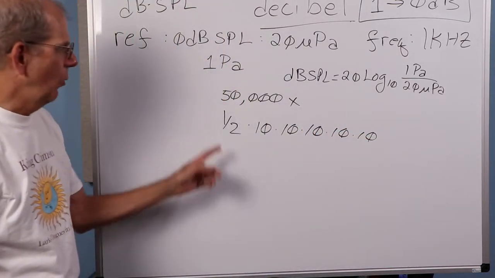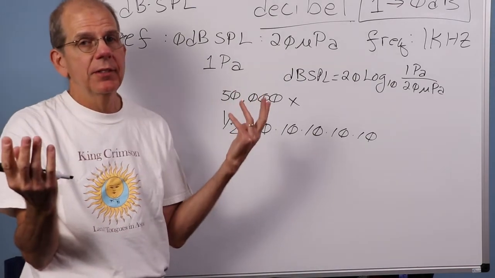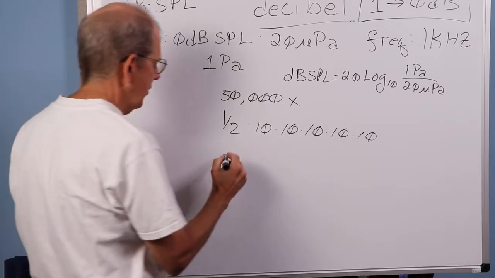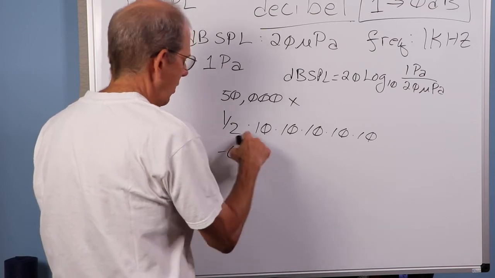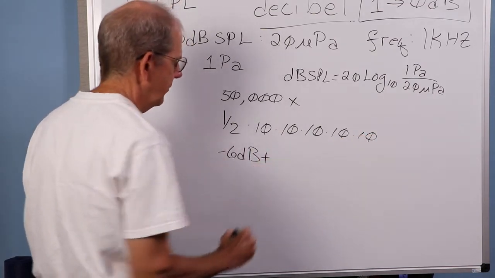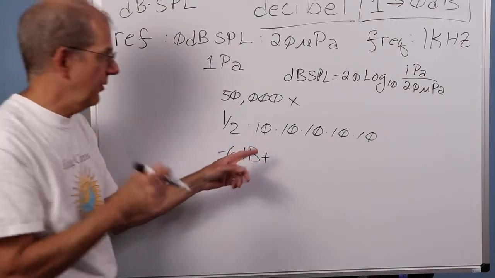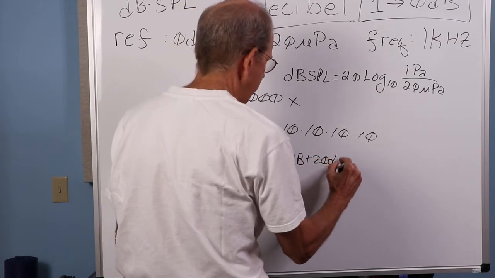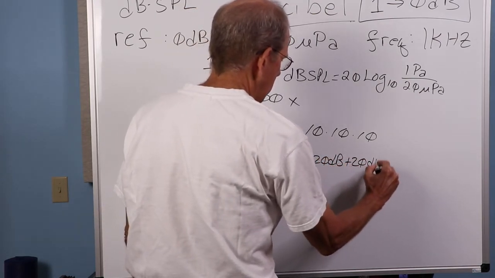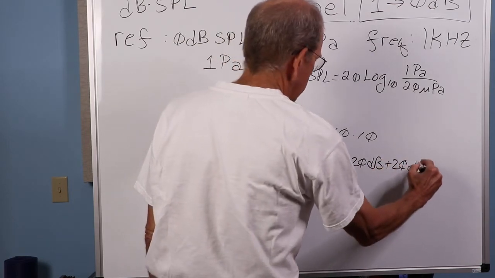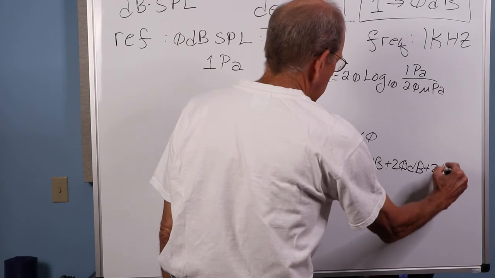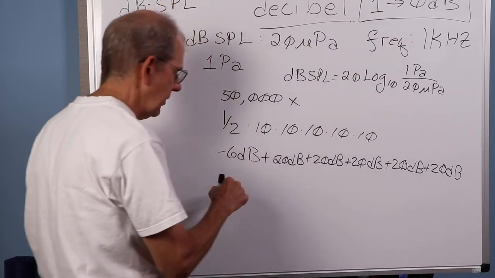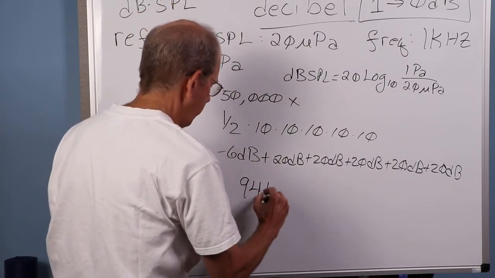Well, 1/2, that's a factor of 2. It's just the reciprocal. Remember, when you're going down, you're getting smaller. It's negative dB. So this turns into minus 6 dB. All these multiplies, of course, turn into adds. Each of these factors of 10 turns into 20 dB, and I've got 5 of them. 20, 20, 20, 20, 20. It's 100 minus 6. It's 94 dBSPL.